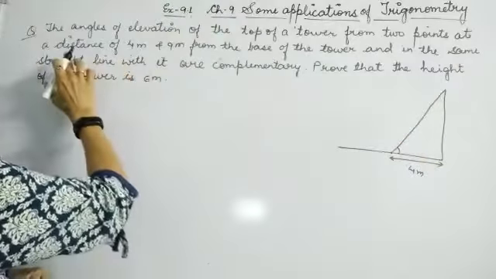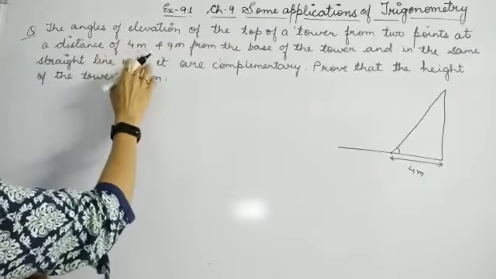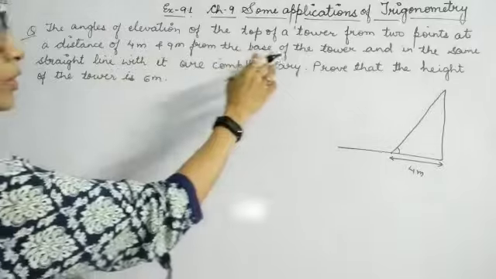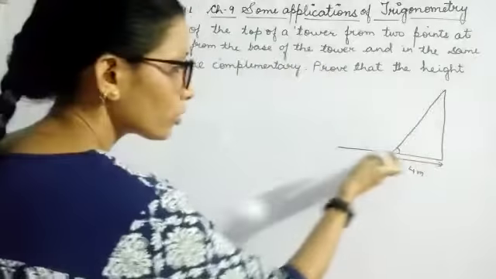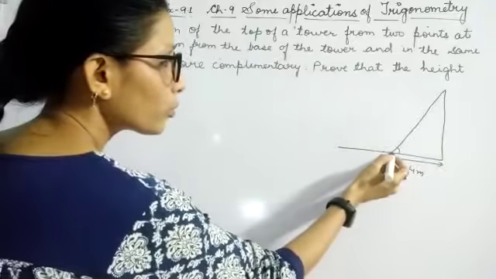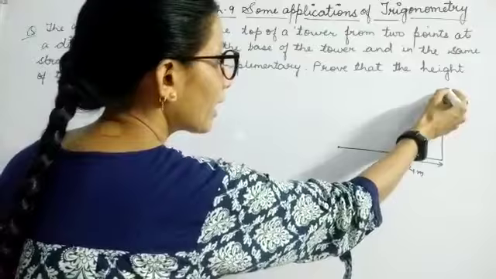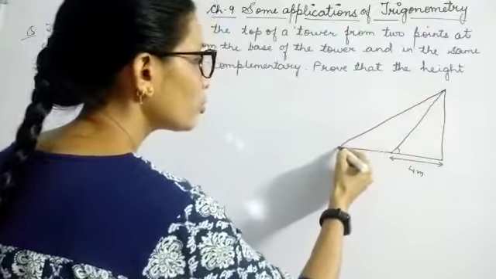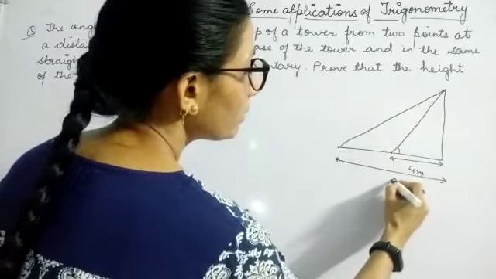It is given tower from the 2 points at a distance of 4 meter and 9 meter from the base of the tower and in the same straight line. So this is your same straight line, and let's suppose 1 point is lying over here and 1 point is lying over here. So the angle of elevations are given to you here. Okay, this distance is your 9 meters.